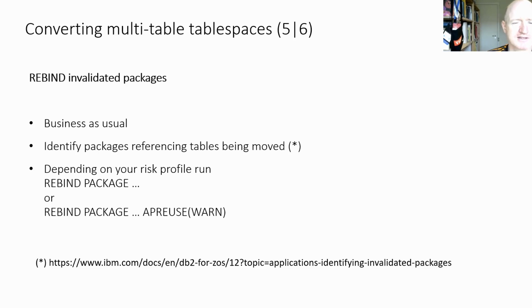Rebind the invalidated packages. This is business as usual. I've included here a link to the Db2 manual. It has some queries that help you identify the packages that are affected by this, and you would have to run a rebind for these. Depending on your risk profile, you might want to rebind packages and hope for a new, better access path, or you can use REBIND PACKAGE with APREUSE(WARN) to get a warning about any access paths that might have been changed in the rebind, or even APREUSE(ERROR) if you want to stop the rebind. So this is business as usual, and if you're using a tool for this, they would normally do this by default.